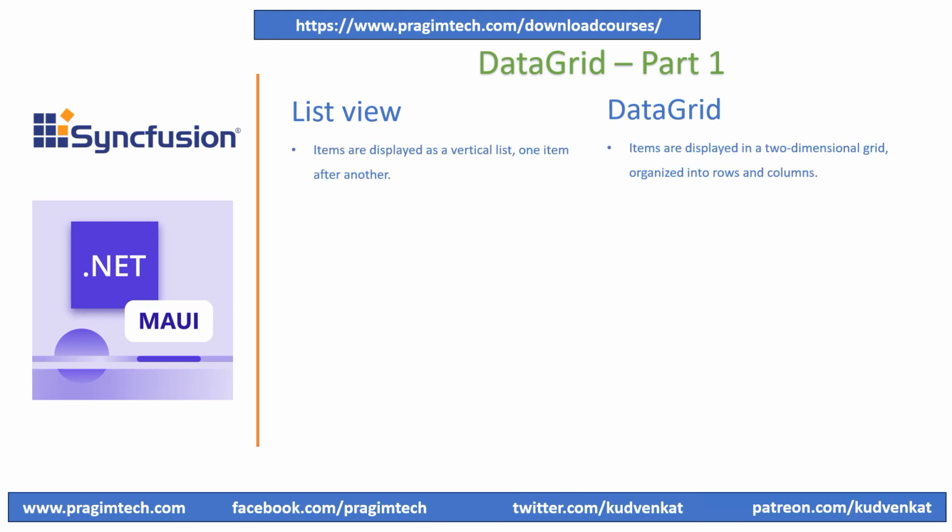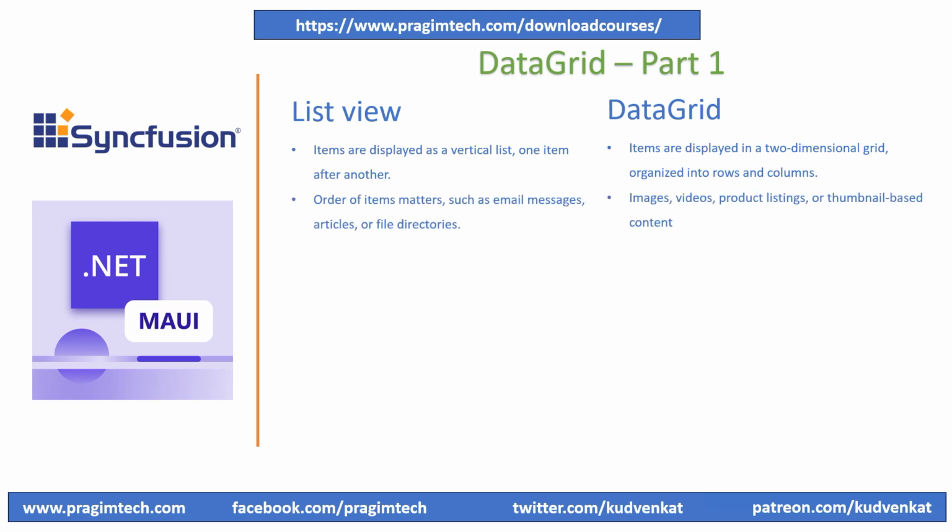In ListView, items are displayed as a vertical list, one item after another. Each item typically consists of a single row of information in a linear layout. In DataGrid, the grid view items are displayed in a two-dimensional grid organized into rows and columns. Each item is usually represented as a card or a tile.